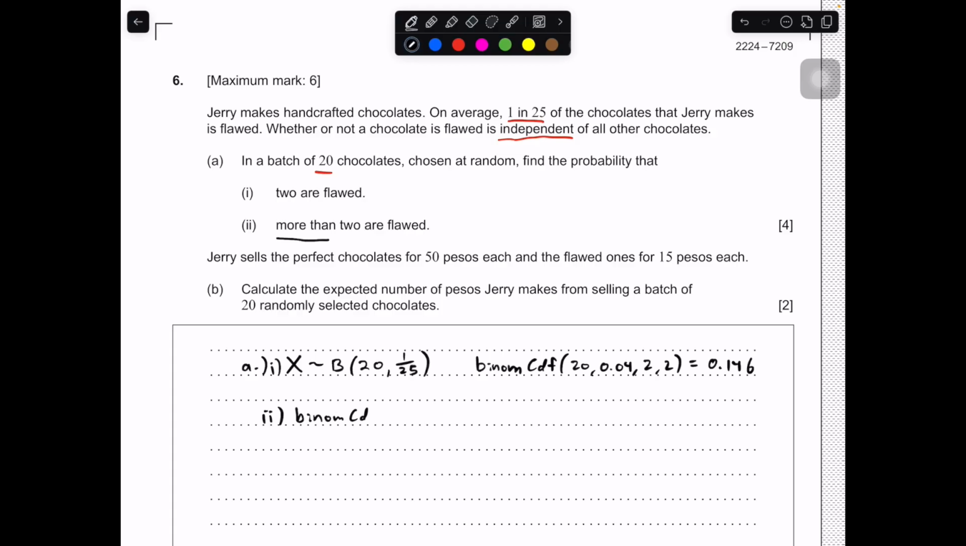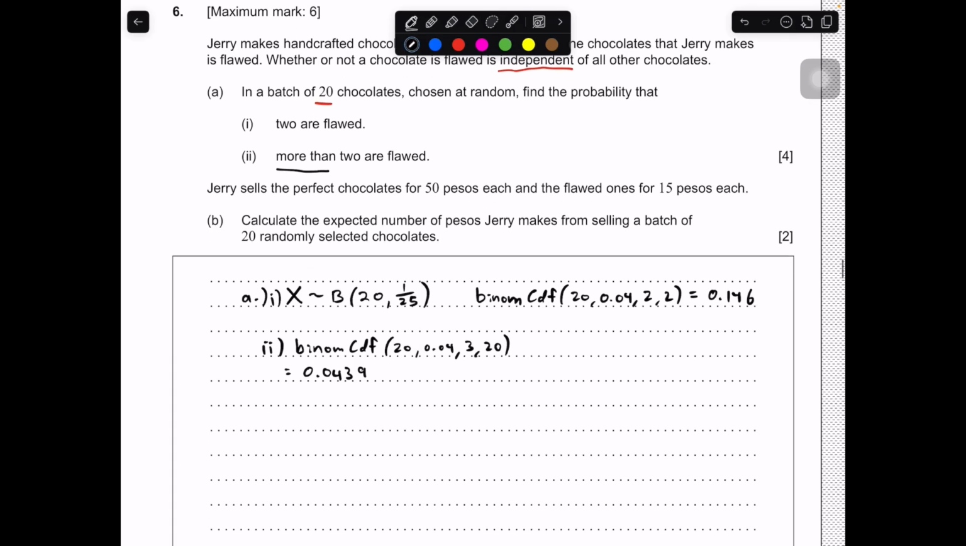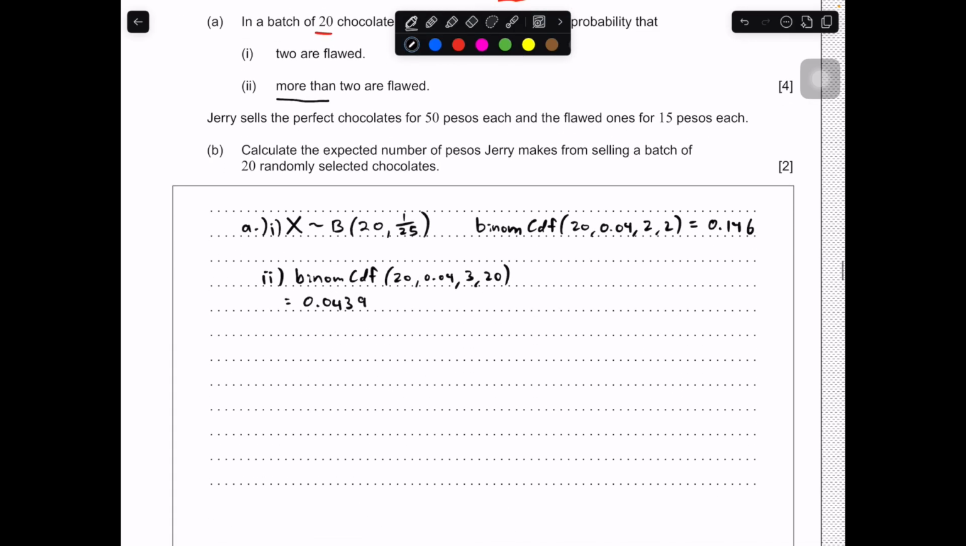So let's go back to the calculator, the document. Binom CDF. In this case, we can put in the calculator notation: 20 trials, probability of success, and then our range between 3 and 20. And in this case, the probability is 0.0439, and that's 3 sig figs. Okay, let's go on. Jerry sells the perfect chocolates for 50 pesos each and the flawed ones for 15 pesos.